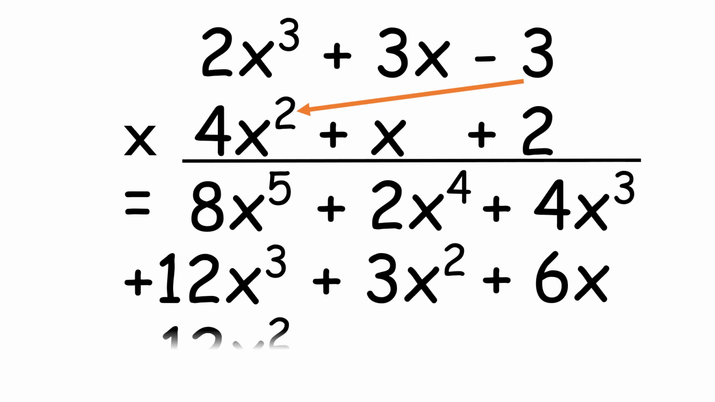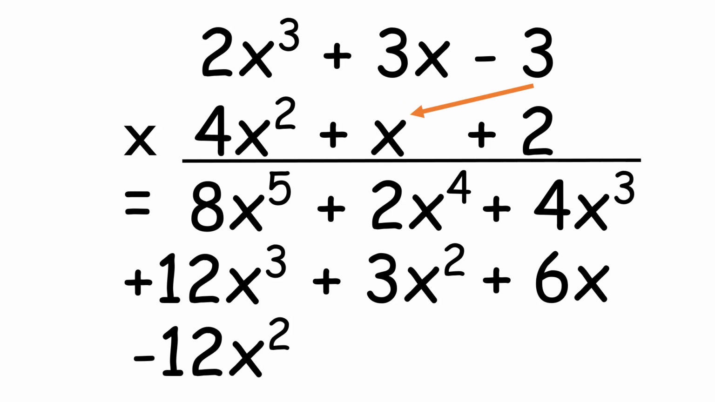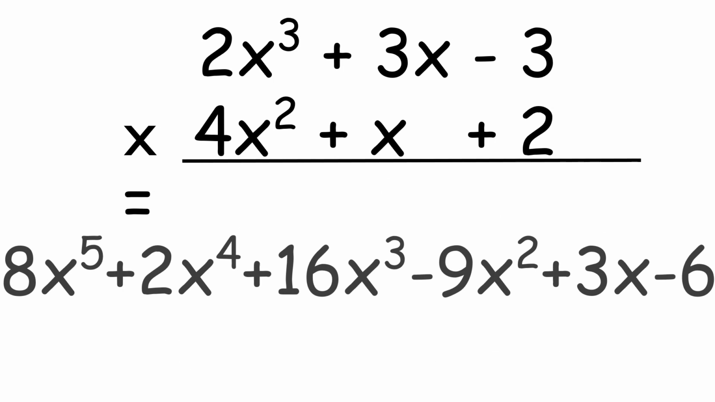Then negative 3 times 4x squared is negative 12x squared. Negative 3 times x is negative 3x. And negative 3 times 2 is negative 6. Finally, we can combine like terms to determine the answer.